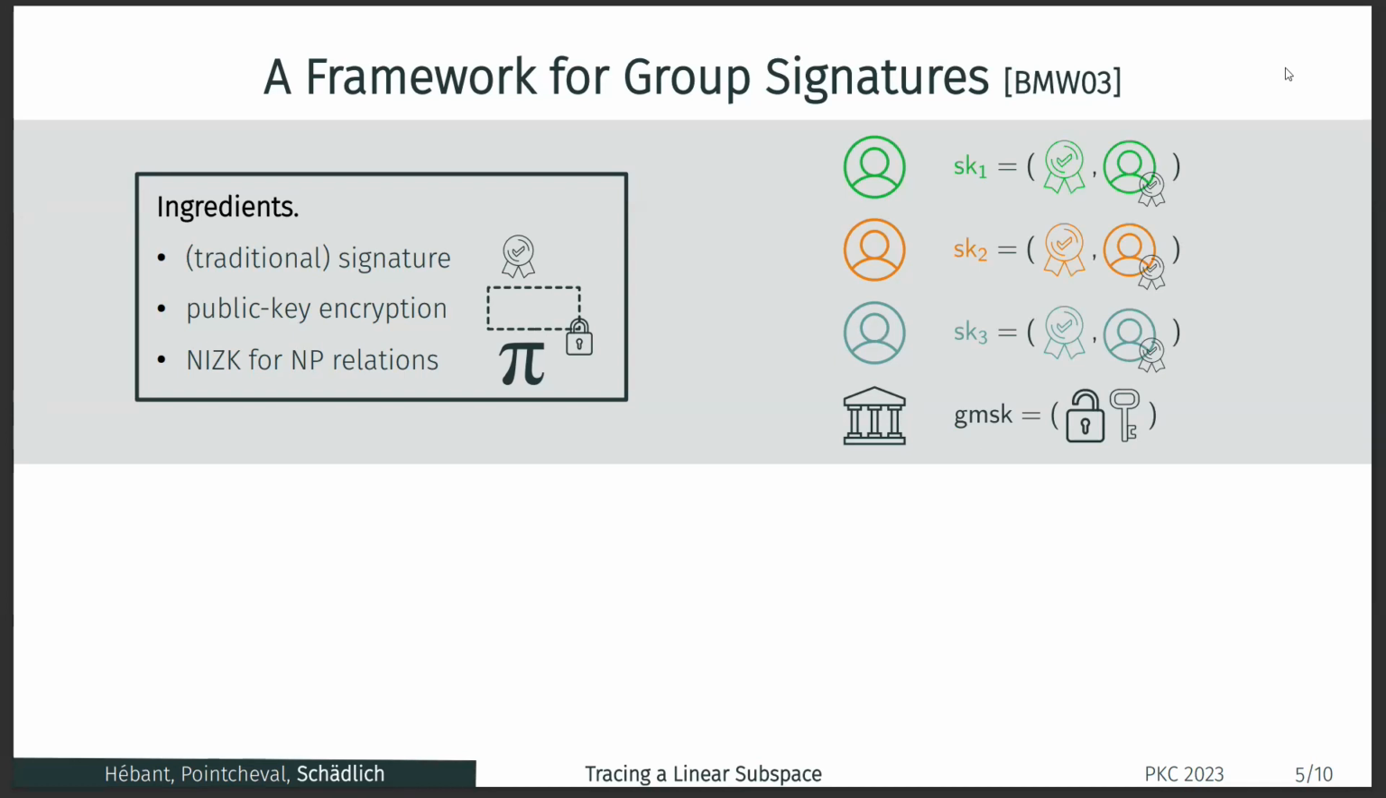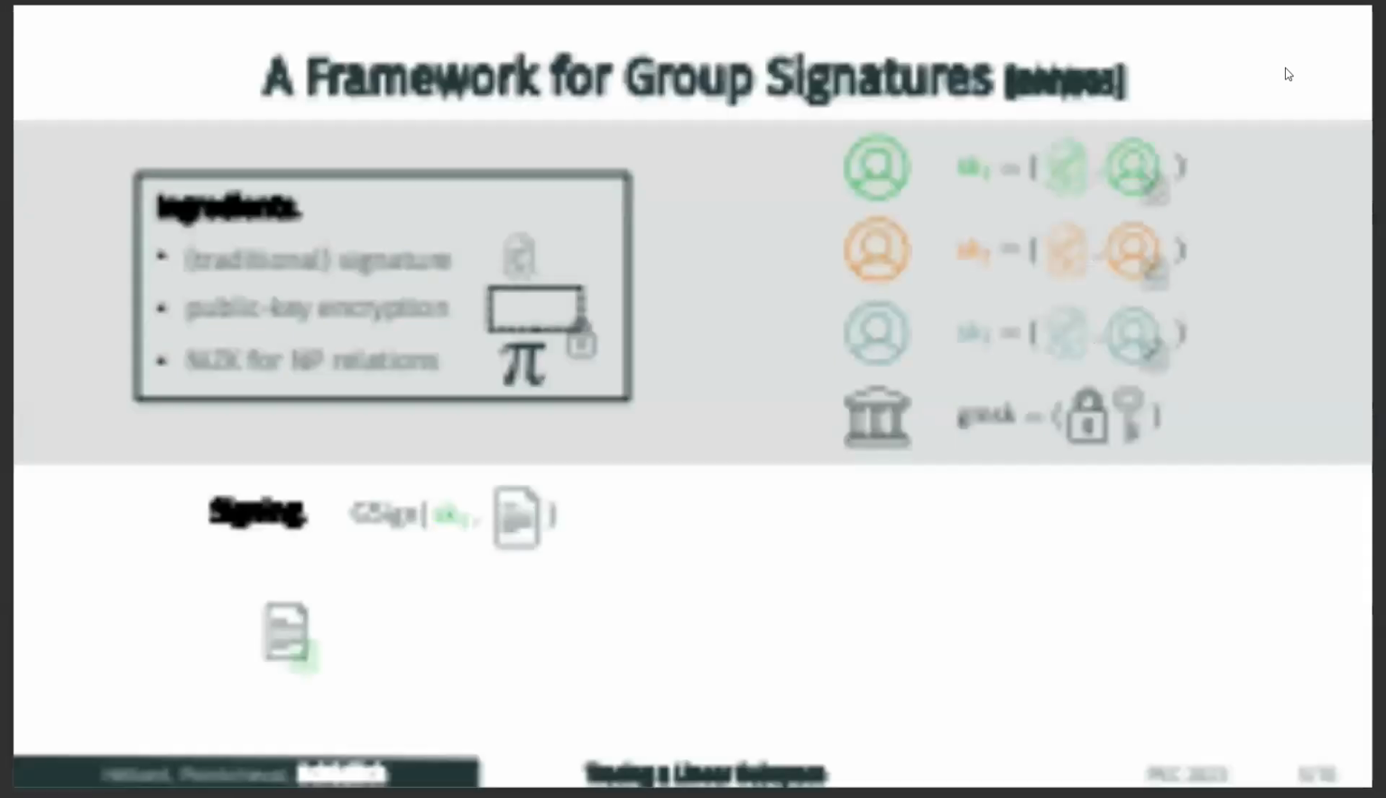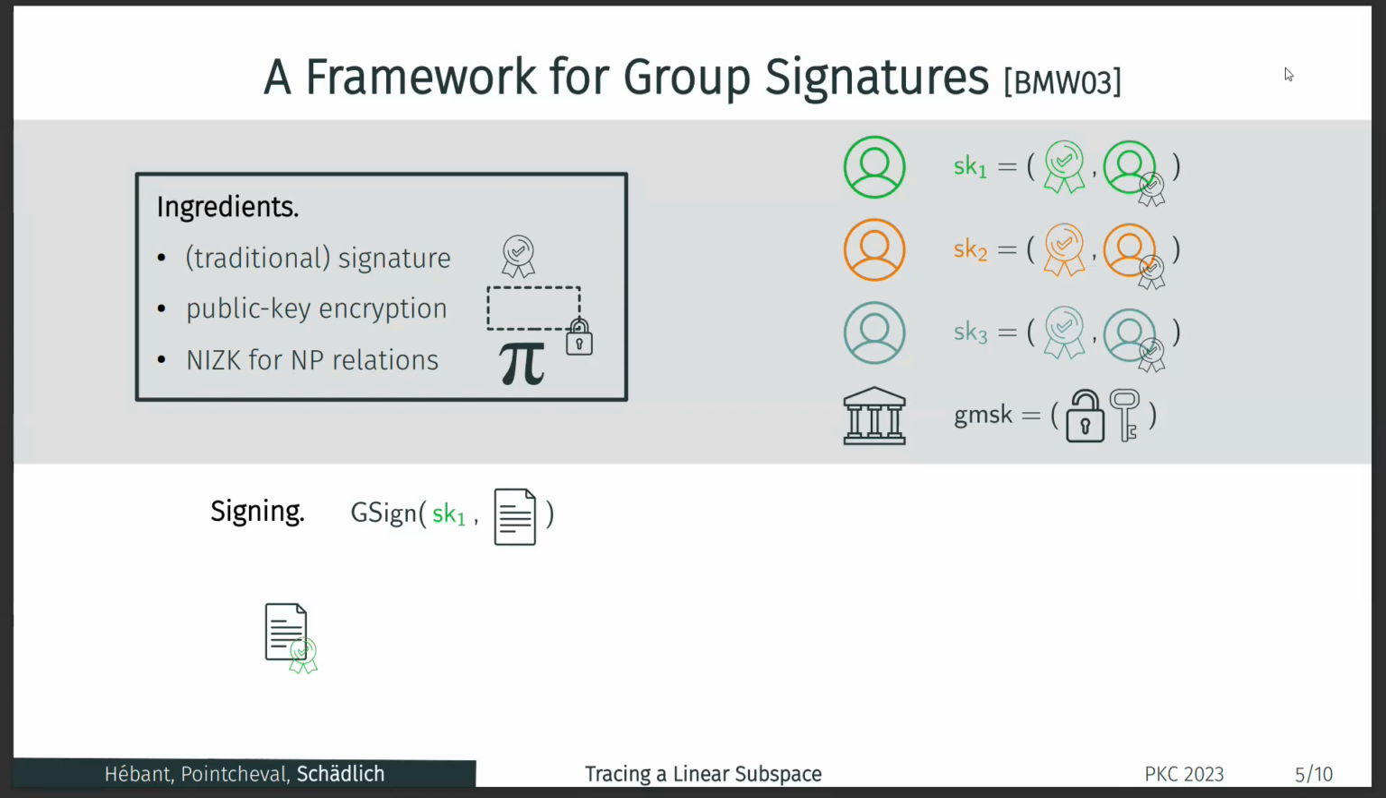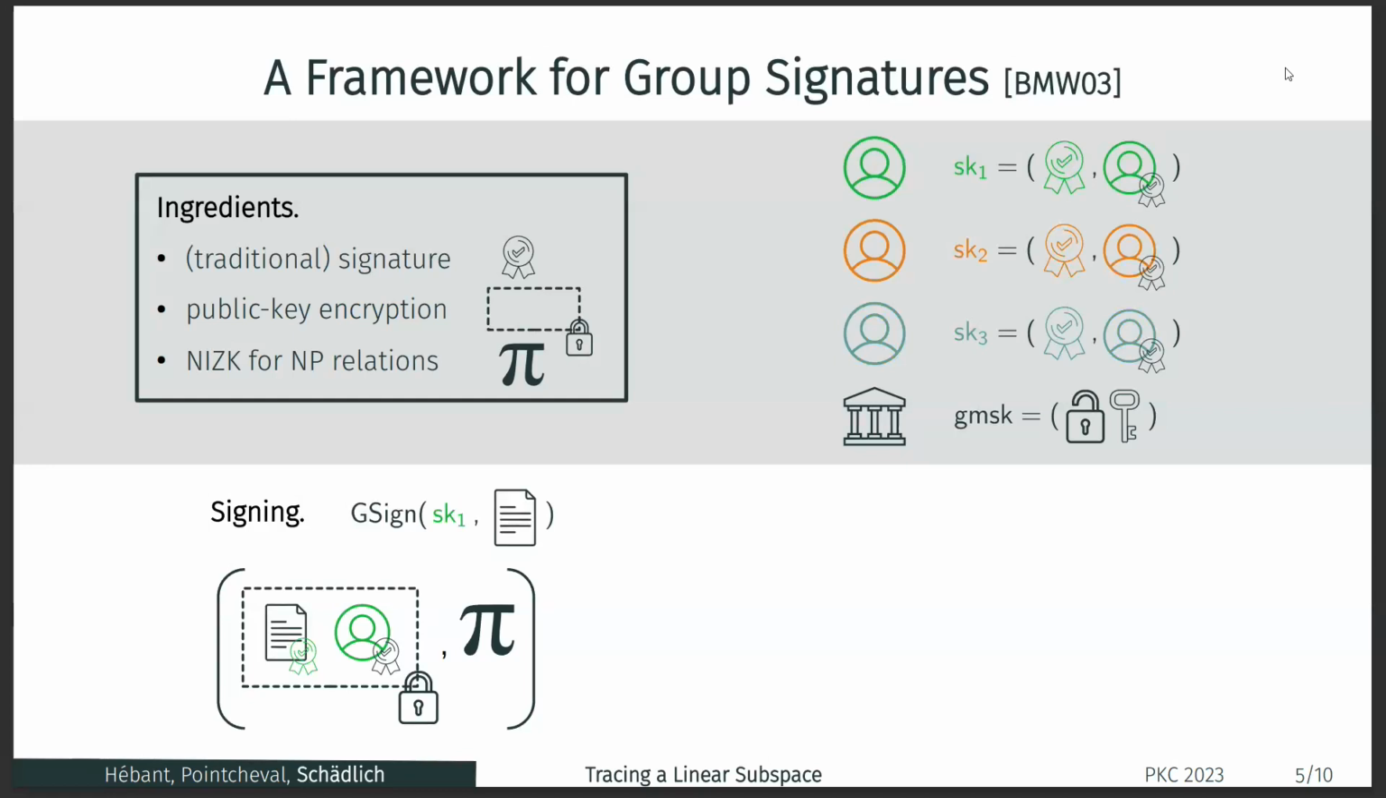Now let's assume that, for example, the green user wants to sign a message. For this, she takes her secret signing key and signs this message. To make the signature traceable, she adds the certificate of her identity. Subsequently, to make the signature anonymous, she encrypts this tuple using the public key that corresponds to the secret key of the group manager. Now we have anonymity and traceability. What is missing is verifiability. For this, she adds a non-interactive zero-knowledge proof that this ciphertext actually contains what it should.